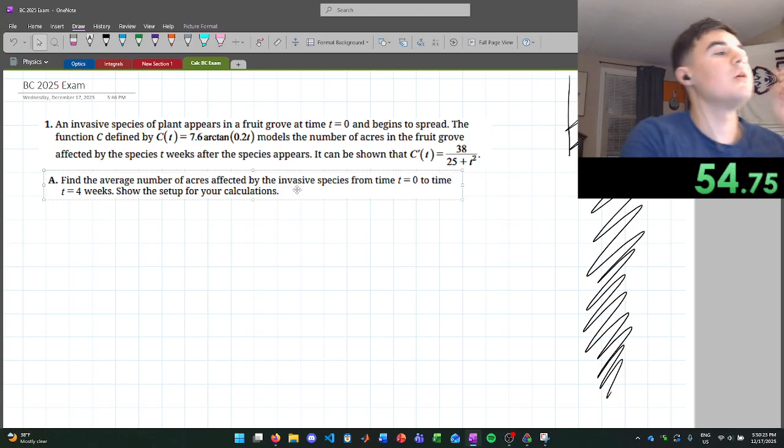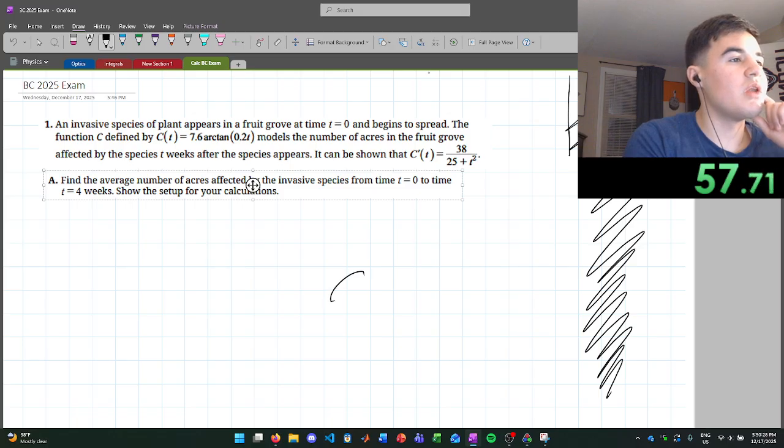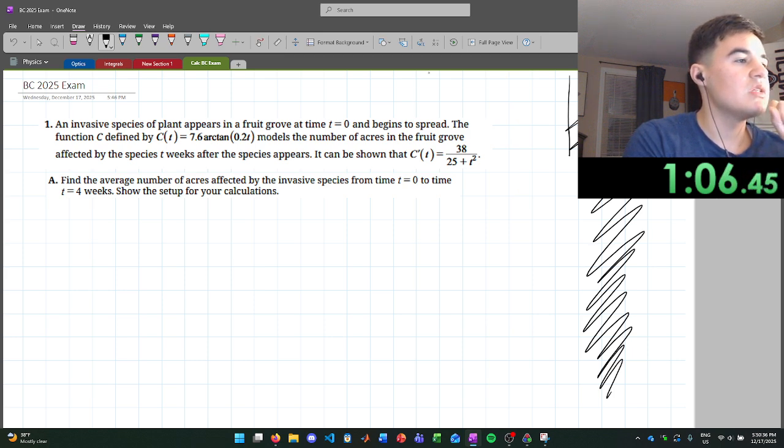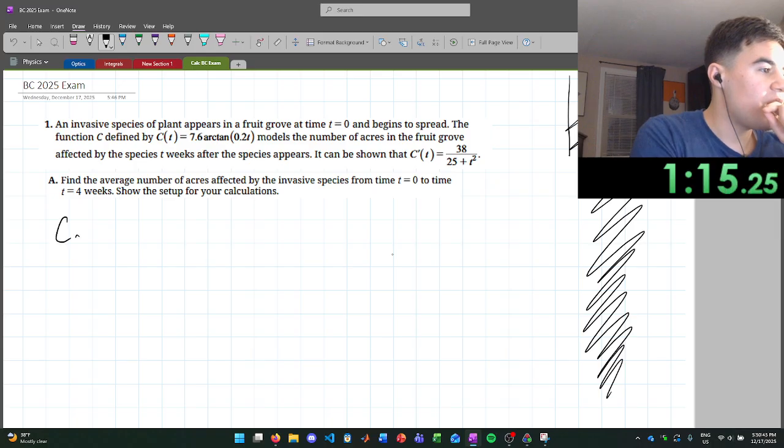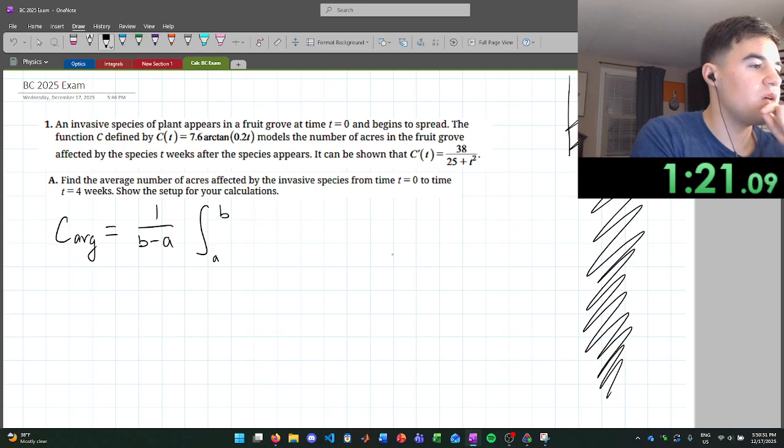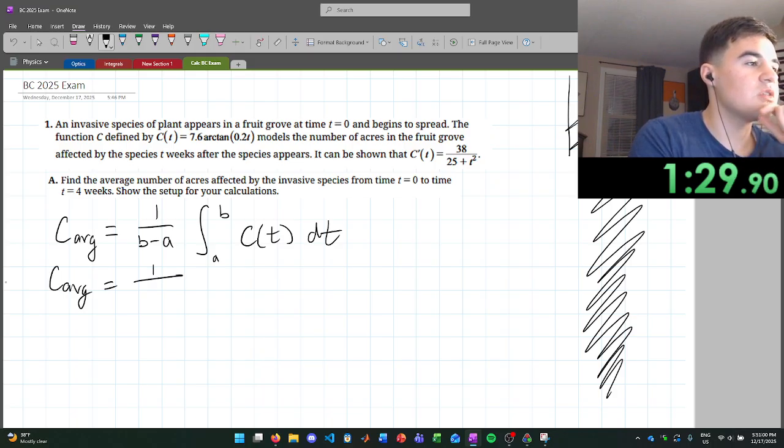C of t represents the number of acres in a fruit grove. We have C prime of t. Find the average number of acres affected by the invasive species from time t equals 0 to time t equals 4 weeks. So average number is going to be an integral. The average is 1 over b minus a, integral from a to b of c of t dt. So c average is equal to 1 over 4 minus 0, integral from 0 to 4 of c of t, 7.6 arctan 0.2 t dt.